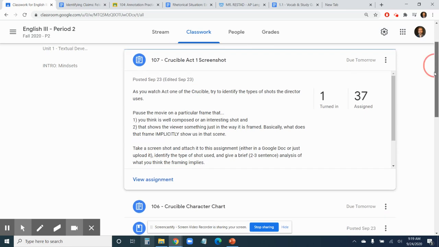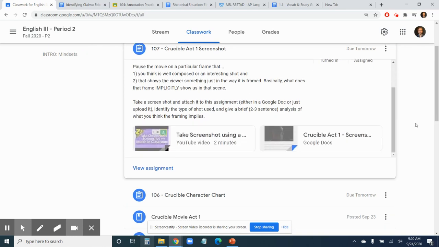So you're going to take a screenshot and attach it to this assignment, either in a Google Doc or just upload it and then make a private comment. Make sure you're identifying the type of shot used, like this is a medium, low perspective shot, and give a brief, 2 to 3 sentence analysis of what you think this implies. So I'll show you what I'm talking about.